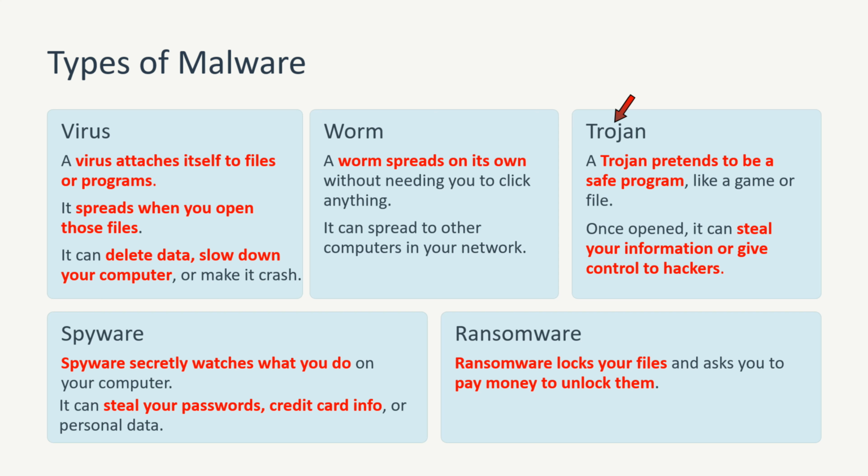Third one is trojan. A trojan pretends to be a safe program like a game or file. Once opened, it can steal your information or give control to hackers. Fourth one is spyware. Spyware secretly watches what you do on your computer. It can steal your passwords, credit card information, or personal data. Fifth one is ransomware. Ransomware locks your files and asks you to pay money to unlock them.